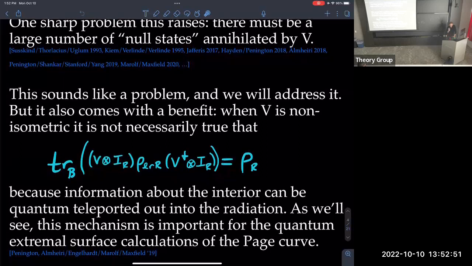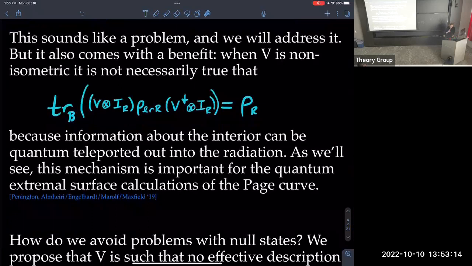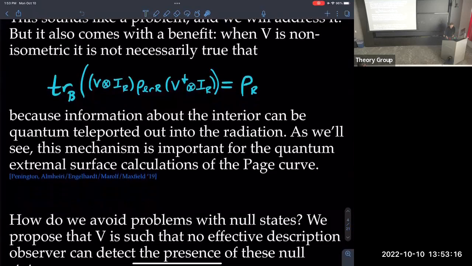So this is good. We don't want this equality to hold because what that tells us is that information about the interior can be quantum teleported out into the radiation. And as we'll see, this is the mechanism that's responsible for the quantum extremal surface calculations of the Page curve. So I'll explain these things in more detail as we go, but that's the summary of an important point.